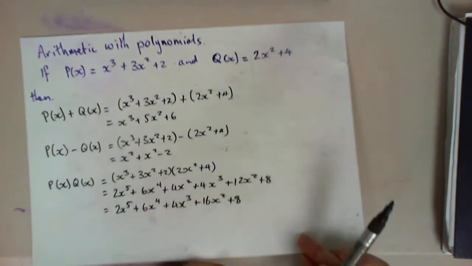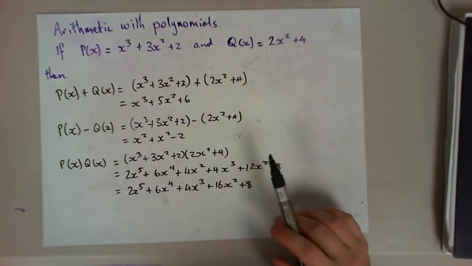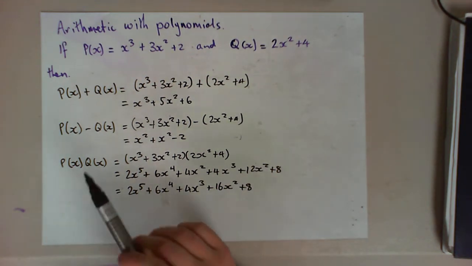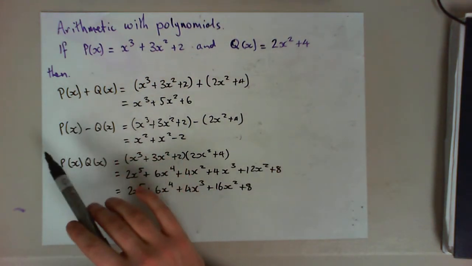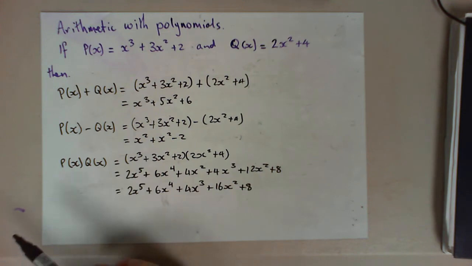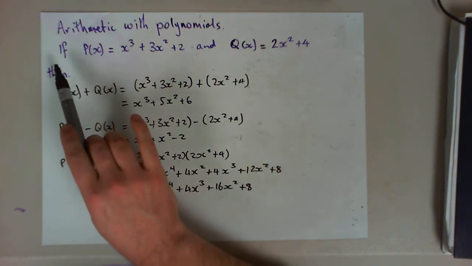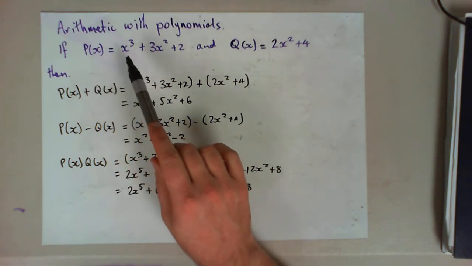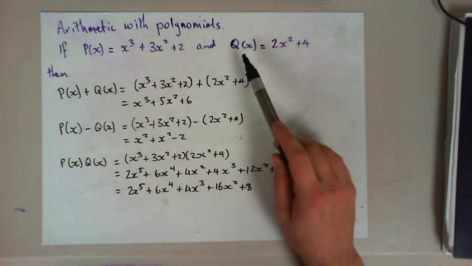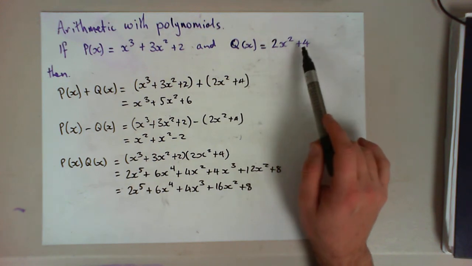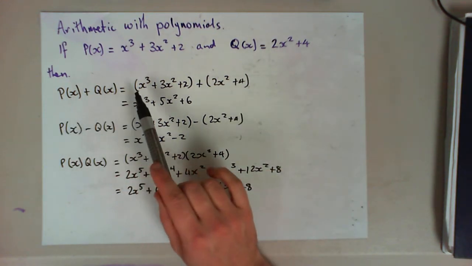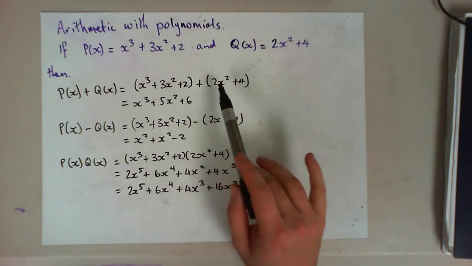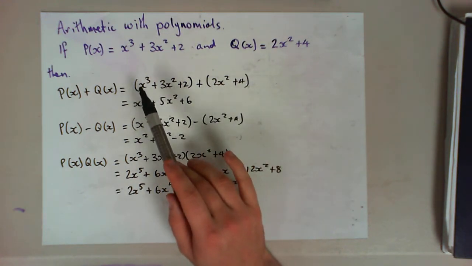We're looking at some arithmetic with polynomials now. Basically we're just saying what happens if we are trying to add them, subtract them, or multiply them. It's easiest to explain with an example. So if p of x equals x cubed plus 3x squared plus 2, and q of x equals 2x squared plus 4, then adding them together is simply, we write each one out, notice the brackets though, and then we just simply add like terms.